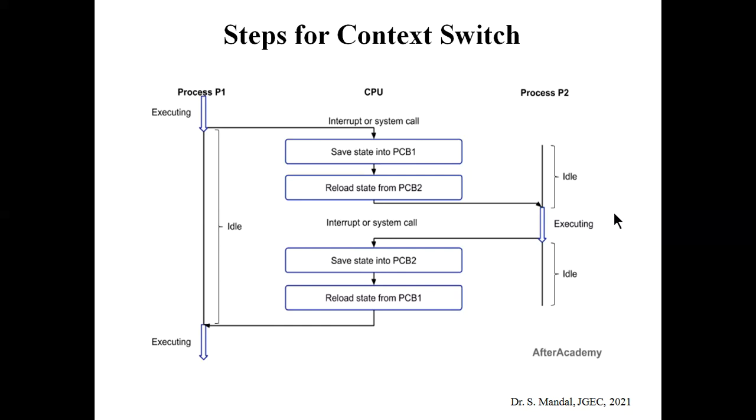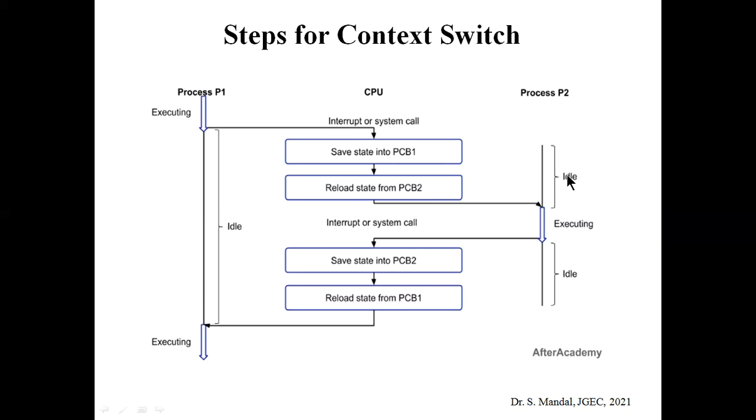Now coming to the steps for context switching, you can see there are two processes, process P1 and process P2, and initially process P1 is executing. We consider that at some time instant some interrupt or system call has occurred. At the same time, it will store the current state of process P1 into the process control block for P1, or PCB1. All the necessary information associated with P1 will be stored. Then, as process P2 is in the ready state, it will load the state from PCB2. All the information associated with process P2 is stored in PCB2, so it will reload the state from PCB2.